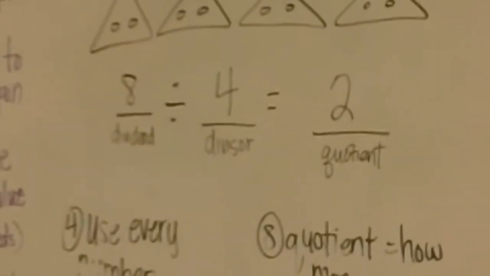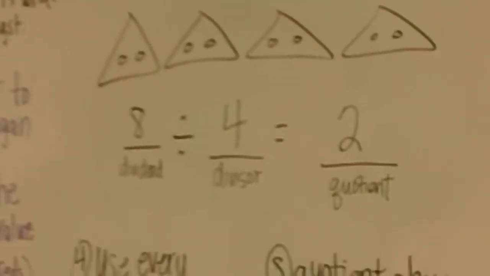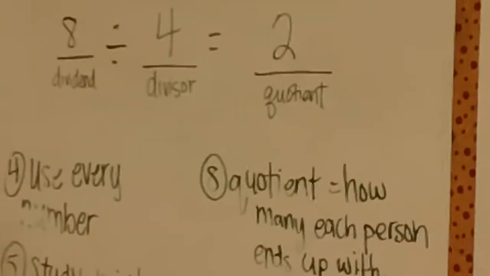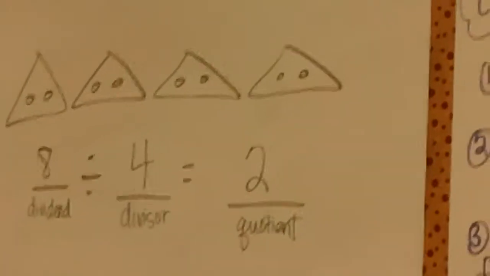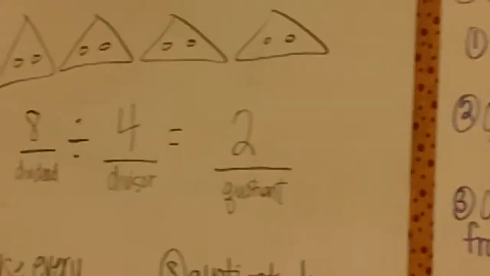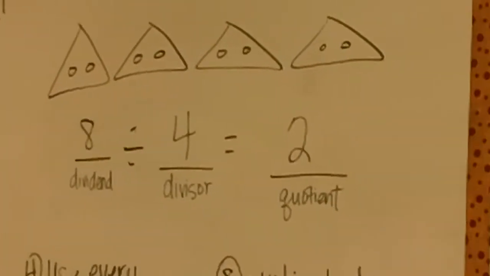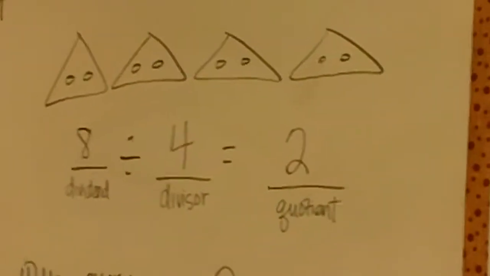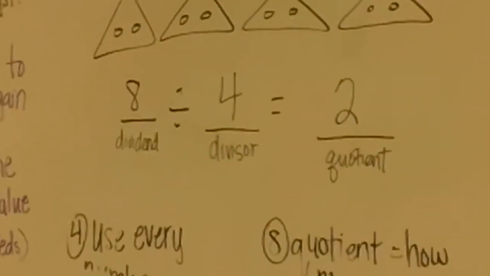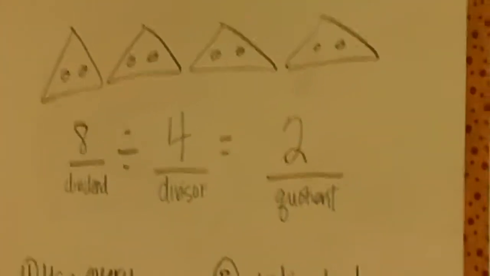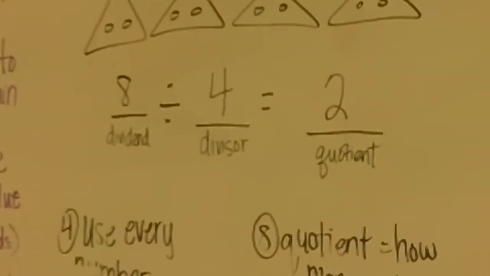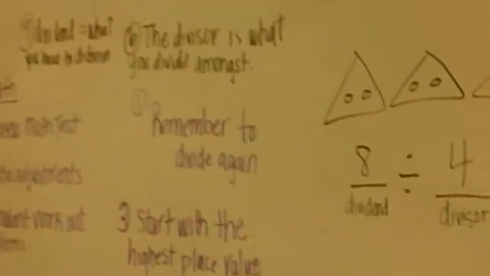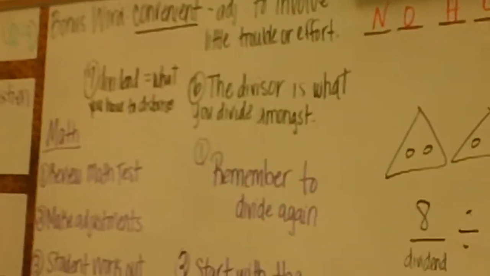So the quotient is how many each person ends up with. In this case, it's 2. I need to see this model on your note sheet in order to retake the test. I told them that they need to have all the notes in order to retake the test. So make sure you get with somebody to copy the notes down in case you have to retake the test. Number 7: disperse.